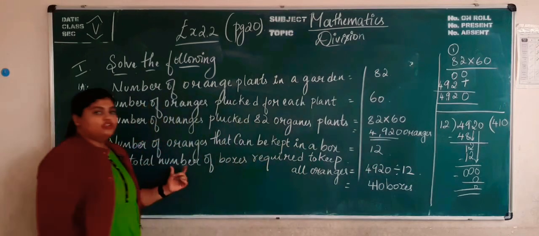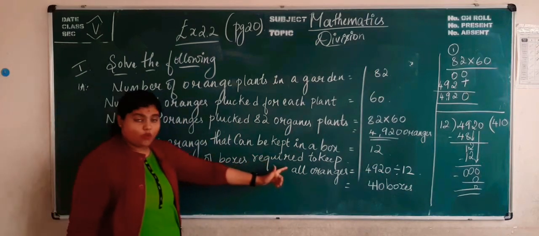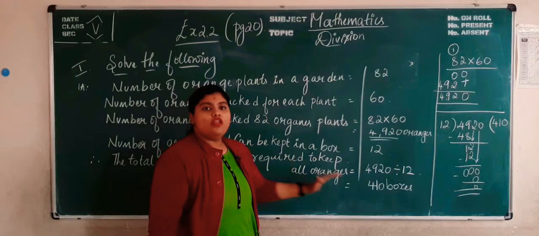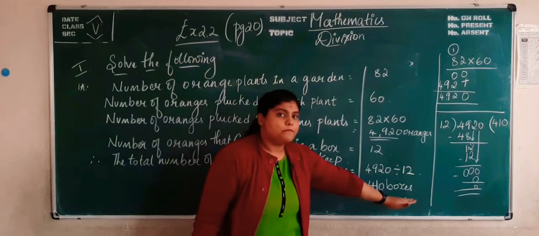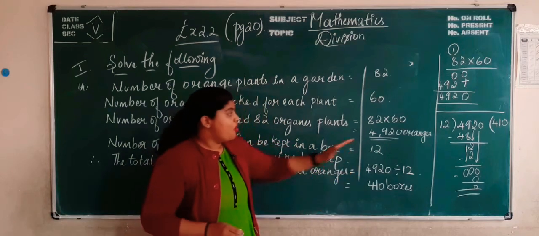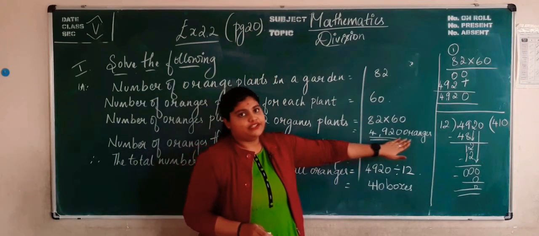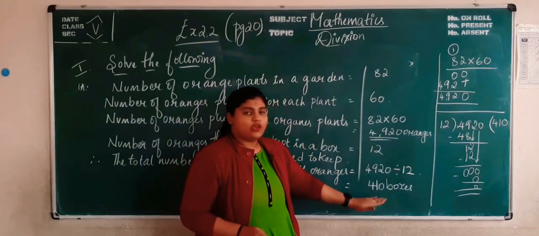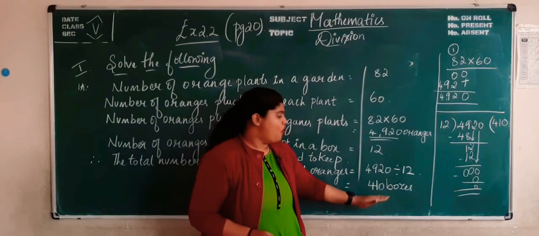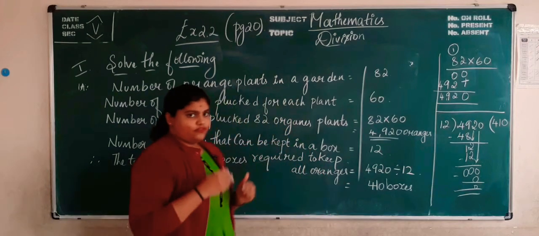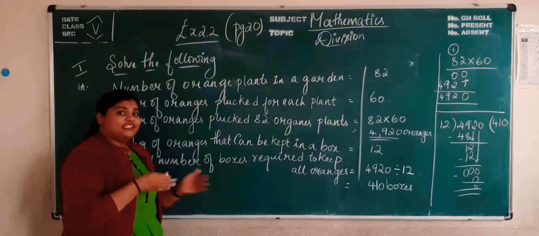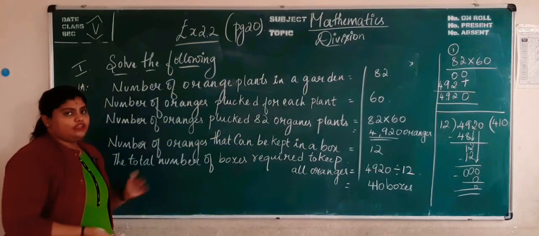Therefore, the total number of boxes required to keep all oranges is equal to 410 boxes. In order to keep all these 4,920 oranges, we require at least 410 boxes. Is it clear? Yes. If you still have confusion, just replay the video and you will learn it.